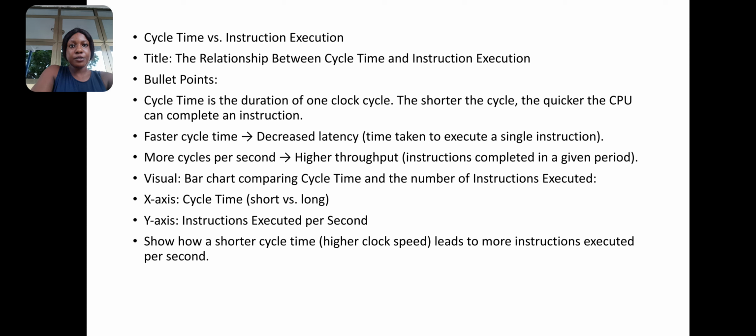and throughput is the time taken for a complete cycle to perform its tasks. And yes, we also have a visual, the bar chart comparing cycle time and the number of instructions executed, which shows the cycle time, the short versus the long, and the y-axis, which is the instructions executed per second.